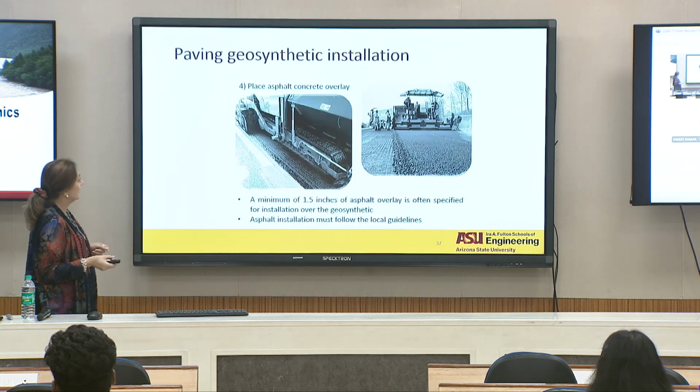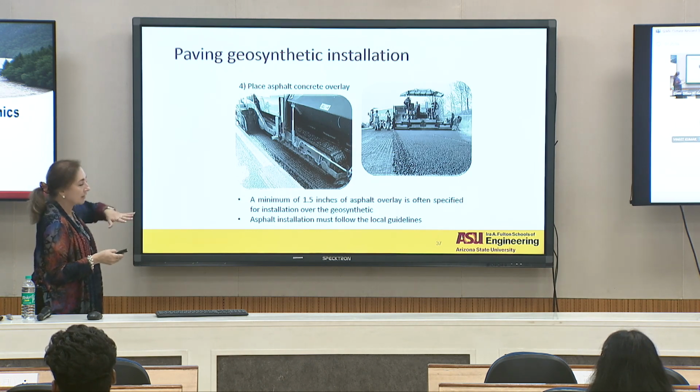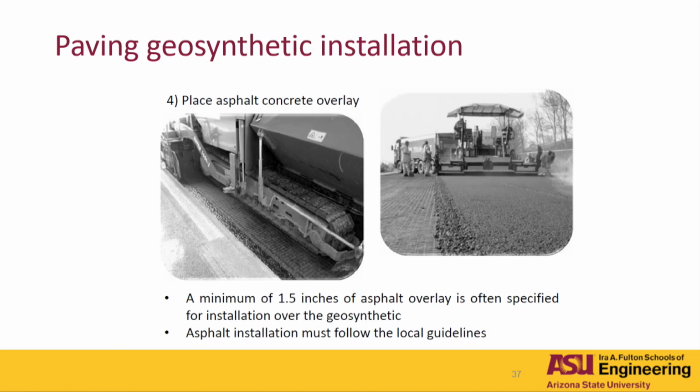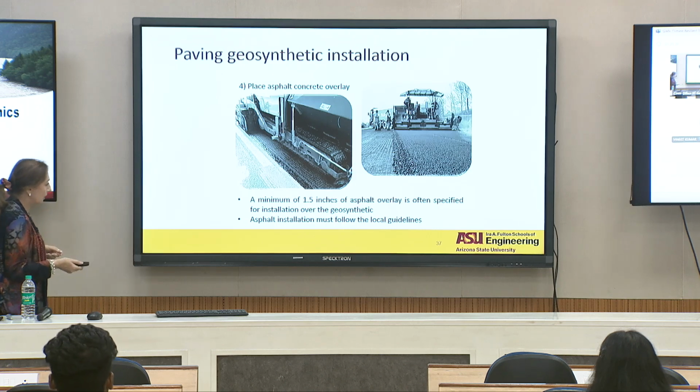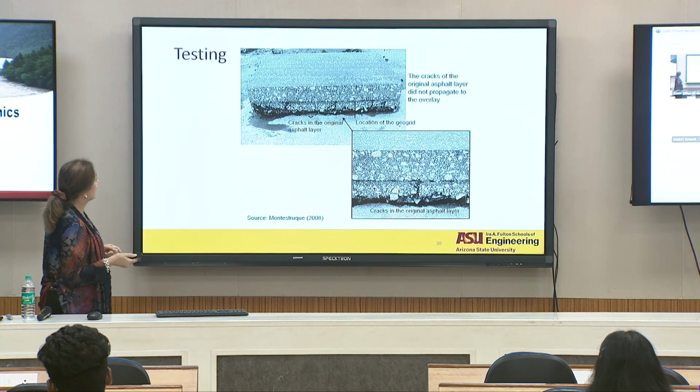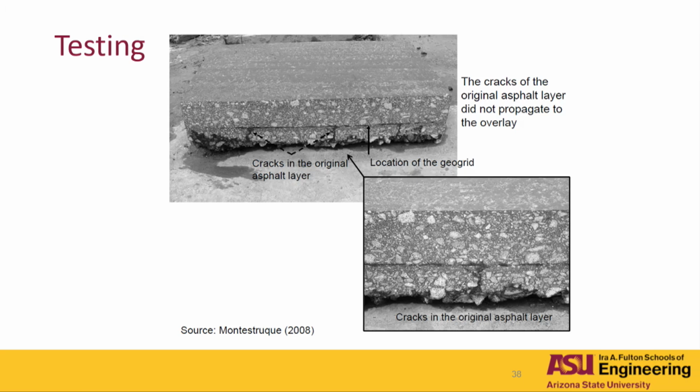And the last thing is they place the asphalt concrete overlay on top of that. You put the asphalt overlay in here, and usually you need a minimum of 1.5 inches, because otherwise your traffic is going to damage your geosynthetic. There is also some testing for the cracking, and it shows that if you had cracking before, the cracking disappears, at least for a while, when you have this geogrid placed into the asphalt layers. So that works very well.